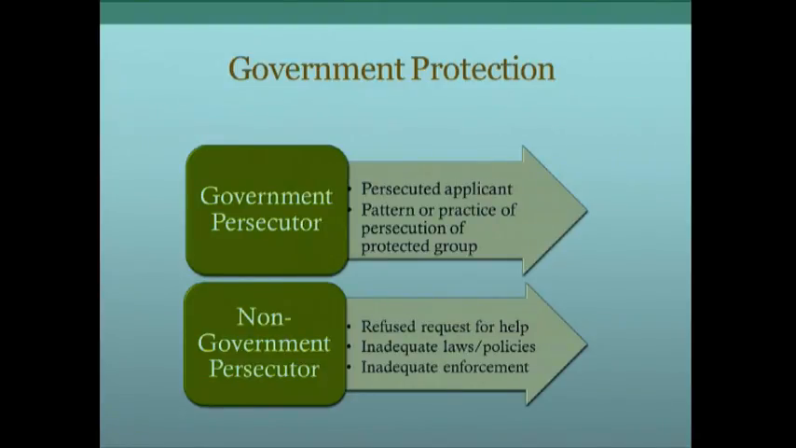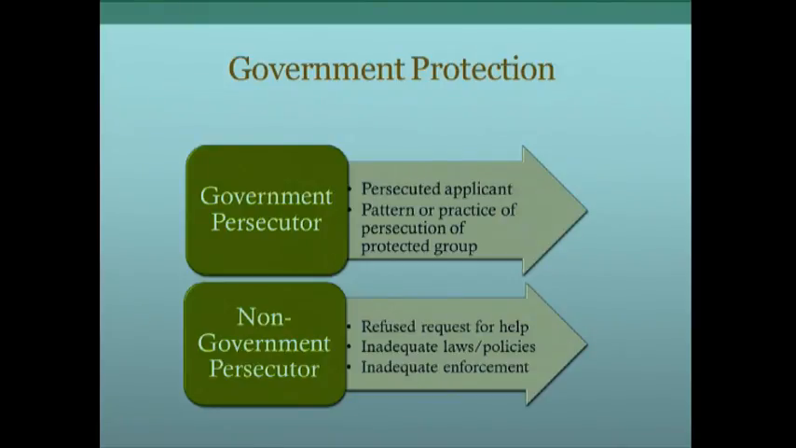Other cases that involve a persecutor that's not a government actor, you would need to show either you asked the government for help and they refused to help you, or the help they did provide was less than adequate, or that you didn't ask for help because you knew it would be futile, or you knew that it was going to bring you worse consequences because there's not adequate laws or policies on the books, or if there are laws and policies on the books but they're not adequately enforced, that would be another means of showing that you could not get government protection.